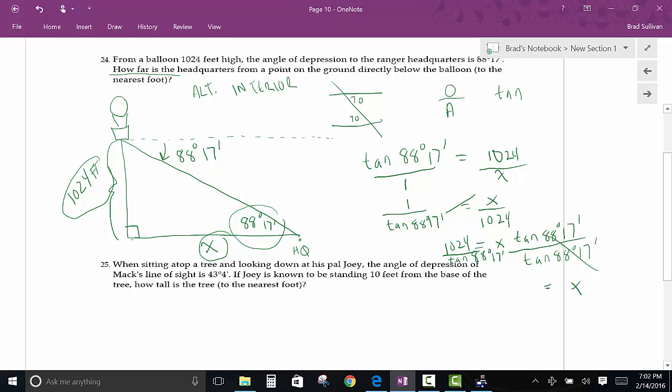So I'm just going to take 1024, divide by tangent 88, and I'm going to go plus 17 over 60, like the last problem. So that gives about 30.7 feet. Okay, is what you're going to get there. All right, and then I'll just round that off, and 30.7 feet is going to be the final answer to that problem then.